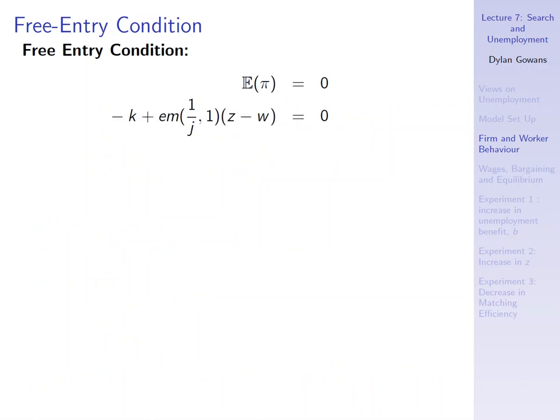So let's just plug in what we know now. This is the exact expression we had for expected profits on the last slide. Move the K to the other side, and then rearrange. Divide everything by Z minus W, and we get the following. This is our free entry condition.